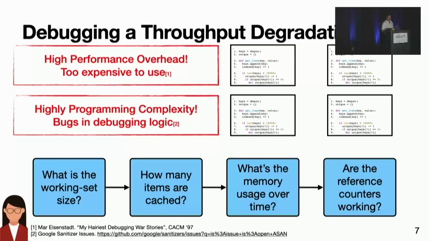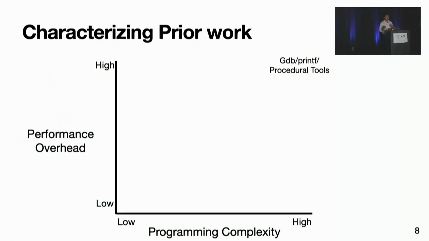Okay, so what have we learned over the last few slides? Well, I showed that Diane needs to contend with high programming complexity and high performance overhead when she's using traditional debugging techniques that support procedural-like interfaces. These include most of the things you probably use, things like GDB or printf debugging. Now, to combat these issues, of course, the community has proposed a number of debugging tools.